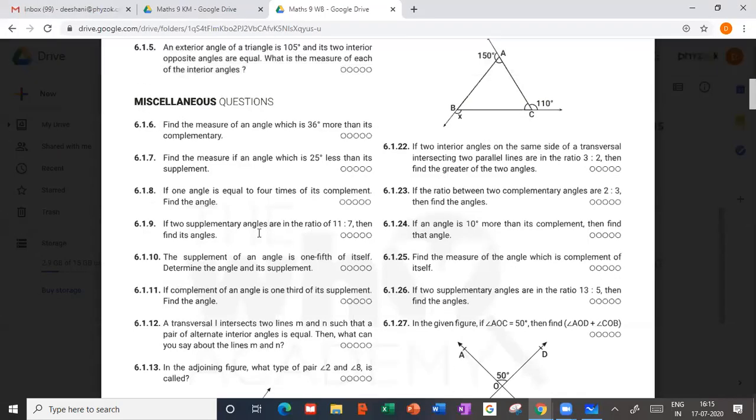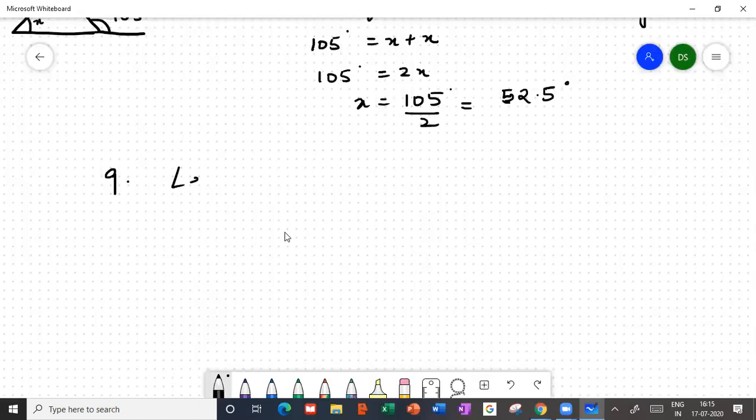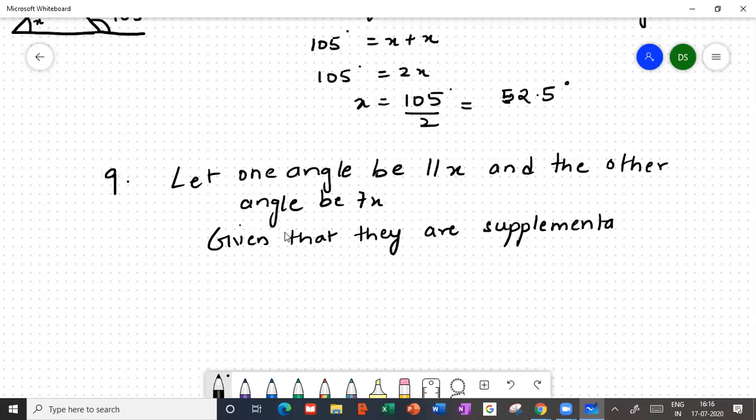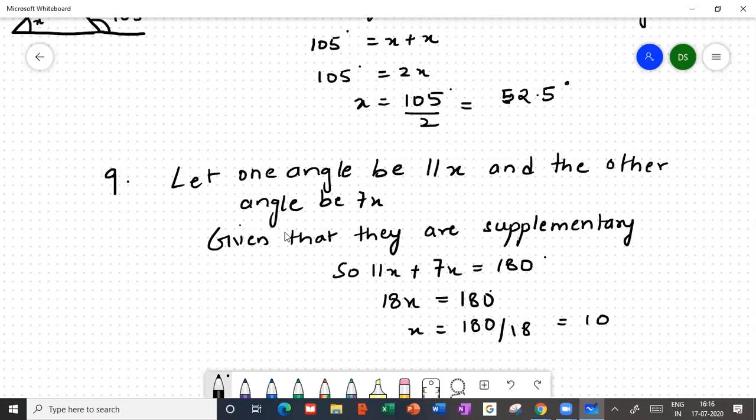So it's always going to start with: two supplementary angles are in the ratio 11:7. You will have to say, let one angle be 11x and the other angle be 7x. Given that they are supplementary, 11x plus 7x is equal to 180, or 18x is equal to 180. X is 10. Correct.